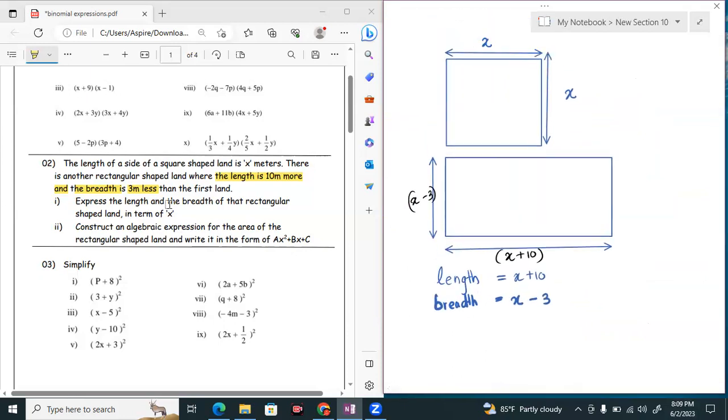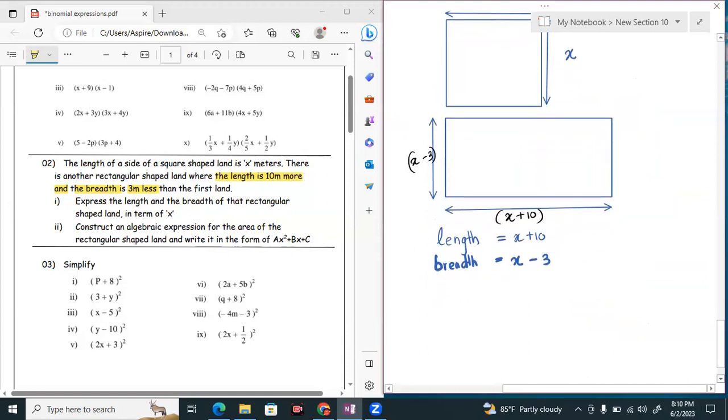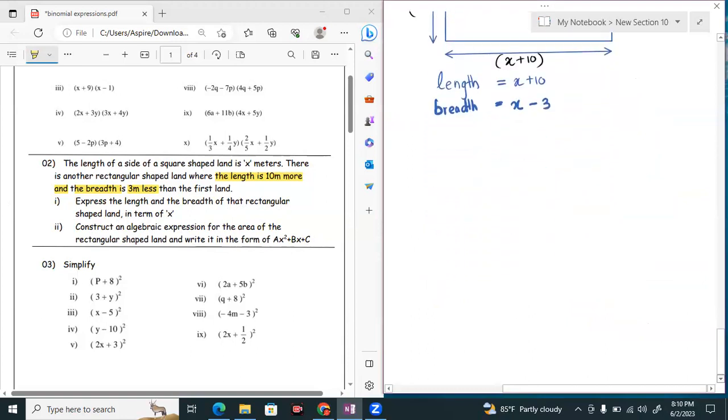Express the length and the breadth of the rectangular shaped land in terms of x. It's correct. It's clear, no? Is there anyone who didn't understand this part? It's okay, no? Okay, then after that they asked to construct an algebraic expression for the area of the rectangular shaped land.